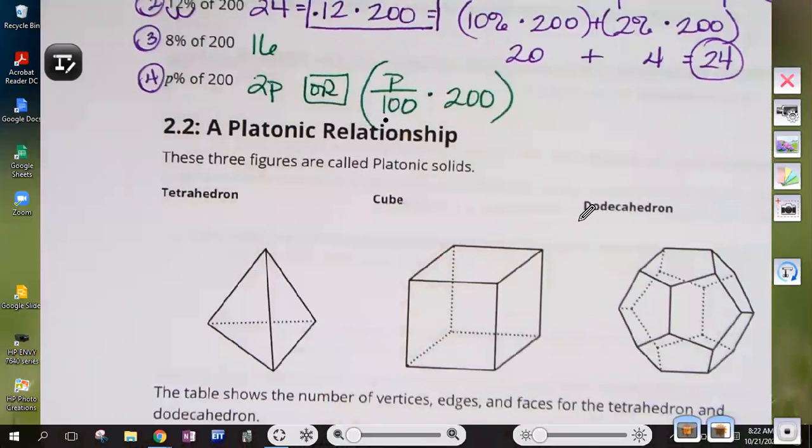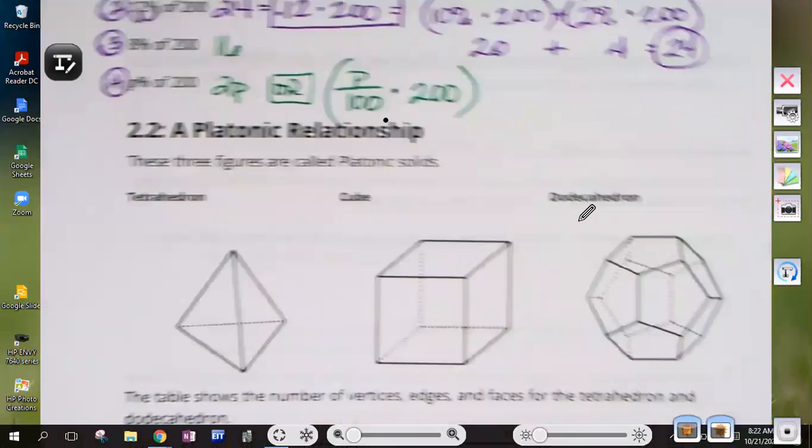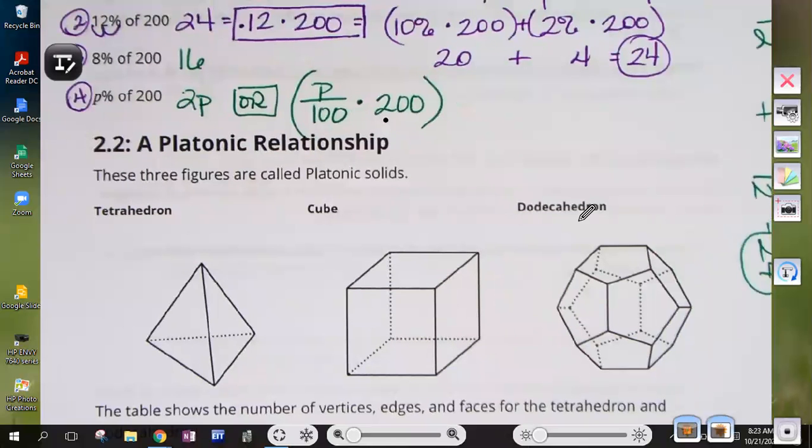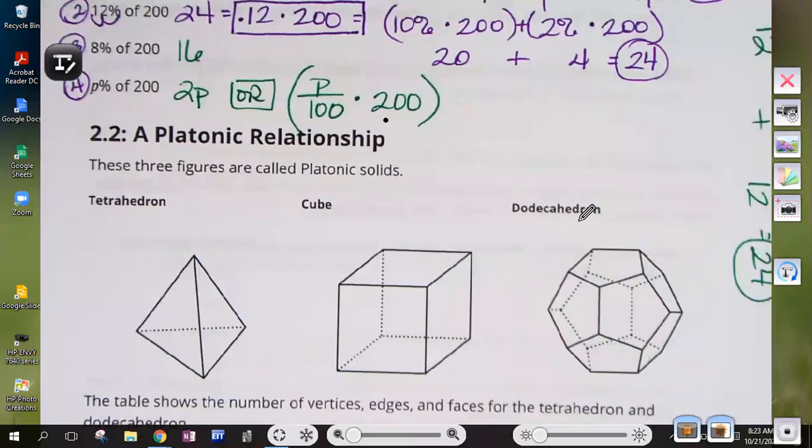but that's only if the fractions are set equal. Okay, so next part, we have these 3 figures called Platonic solids. Okay, so I want you to look at these, and I want you to answer, in what 3 ways are these figures alike, and what 3 ways are these figures different? I don't want you to look at your book. I just want you to look up here at mine now. Okay, we're just going to talk about it.